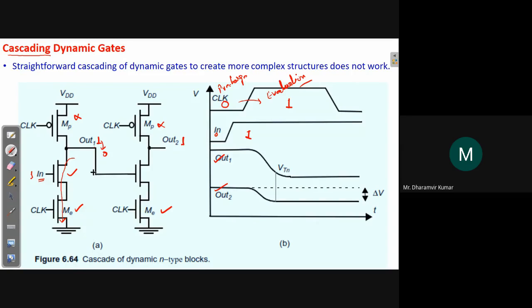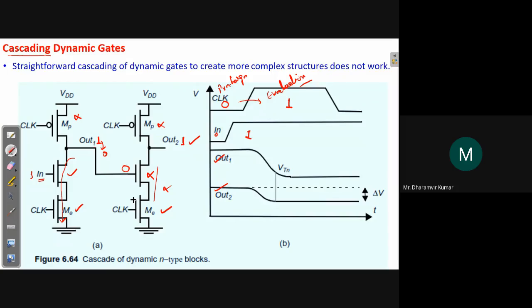Okay, and when output 1 changes from 1 to 0, it means that finally a 0 is present at the input of the next gate, and this 0 will make this NMOS off. So ultimately this path is not available, and the output 2 value should be maintained at logic high, right? This should be the normal operation of these two dynamic gates which are connected back to back. But what is the issue here? What is the problem here?